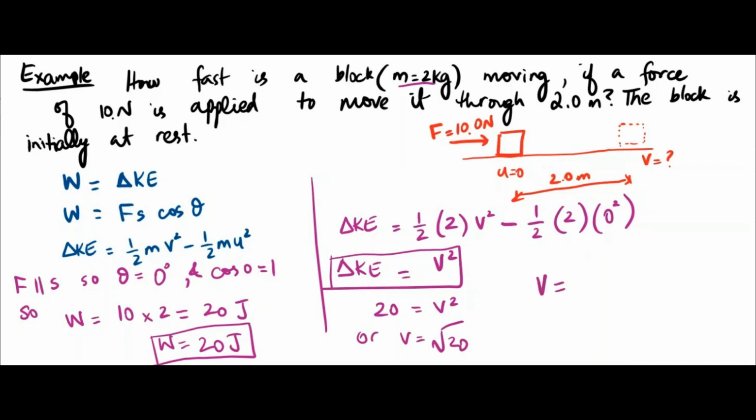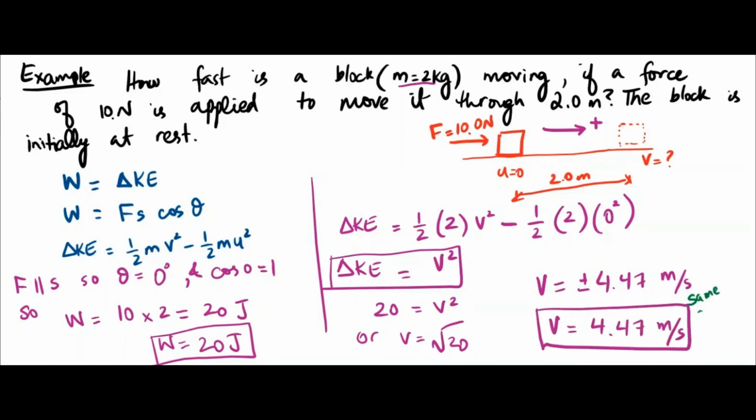Now when we take the square root of a number, remember that there have to be 2 roots to this answer. It's either positive or negative. Now look at the scenario that I've drawn. Since the force is applied to move it to the right, and I took the force as a positive number, I'm going to take the positive answer for the final velocity, 4.47 meters per second. This is because it's in the same direction in which the force is being applied.